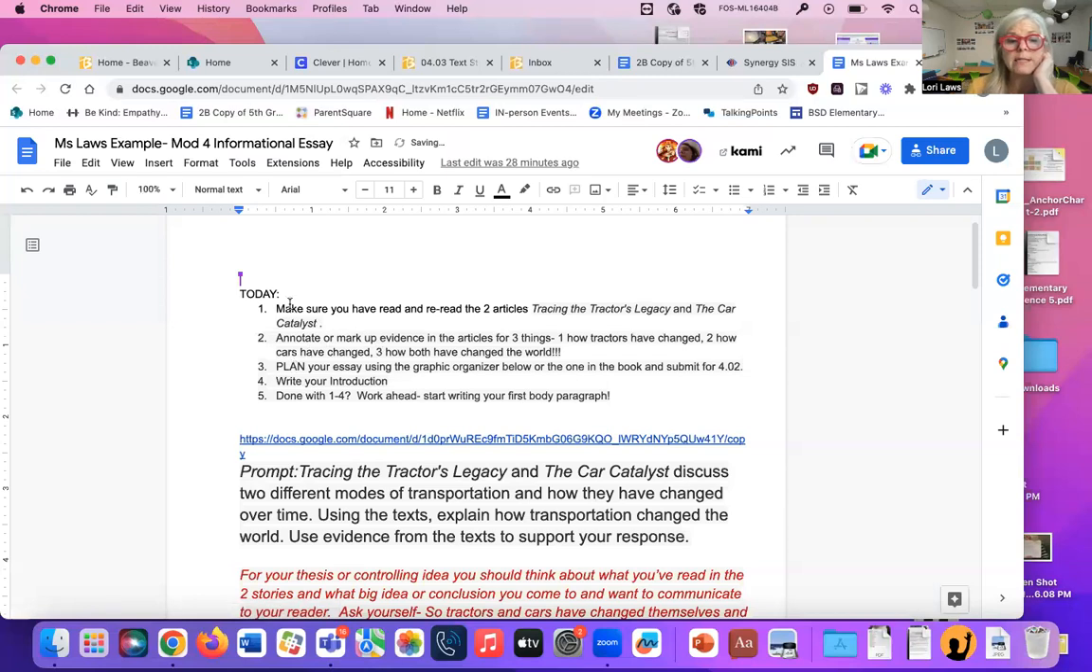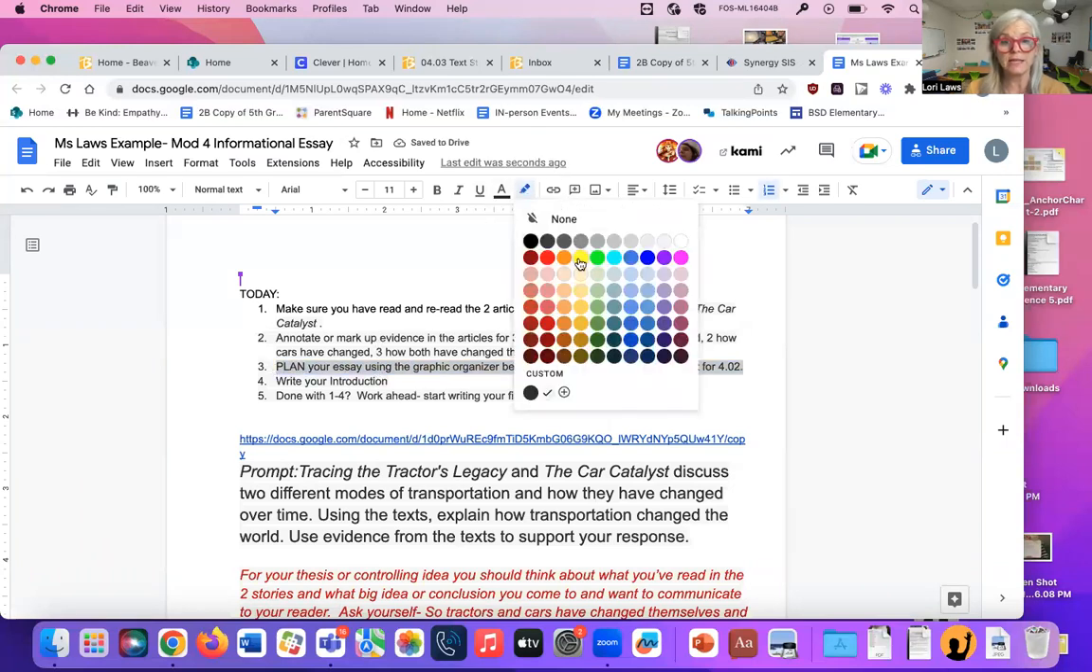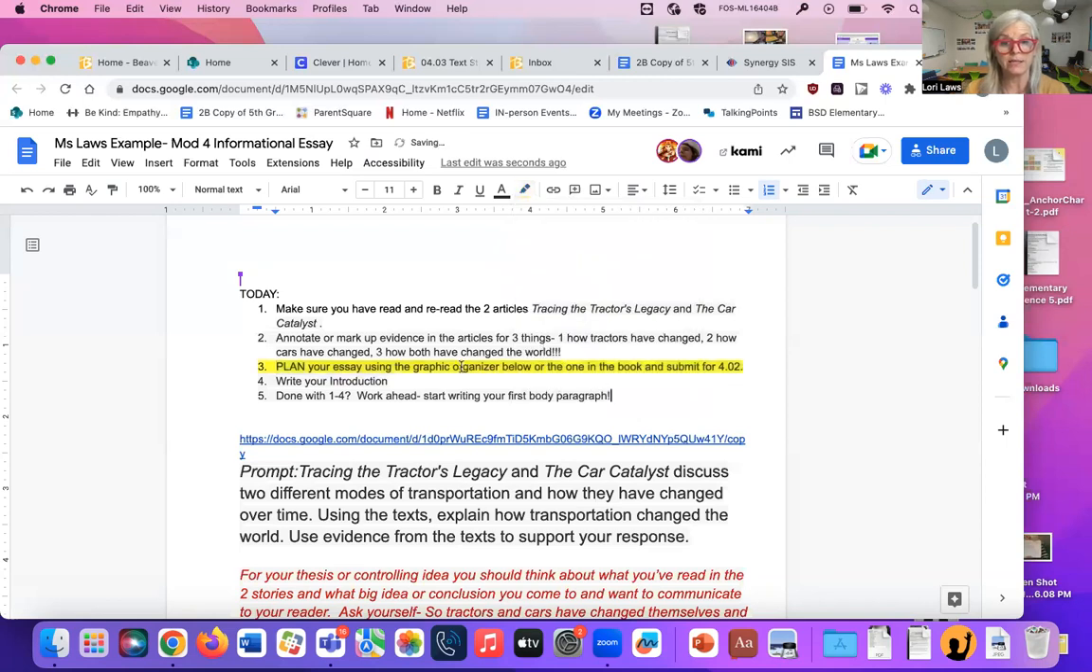You should have already done those two. Give yourself a pat on the back if you've done that, if you've read the stories and you've marked them up. Awesome. Then you plan your essay. If you haven't done it, you're kind of behind and you need to get a move on. Plan your essay using the graphic organizer below or the one in the book and submit for 4.02. This is actually due today. I'd like to see it today. If you haven't done those other things, make sure you get on it.